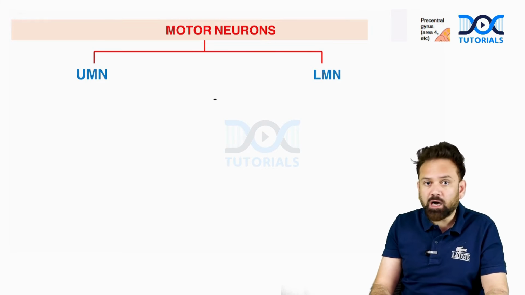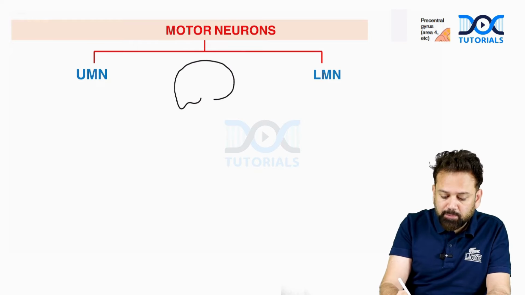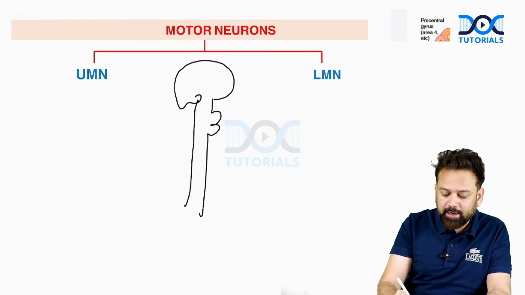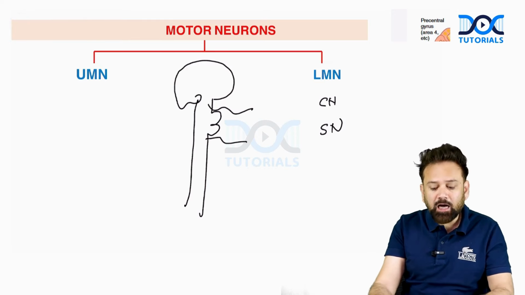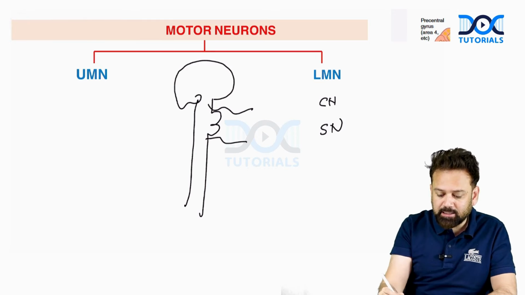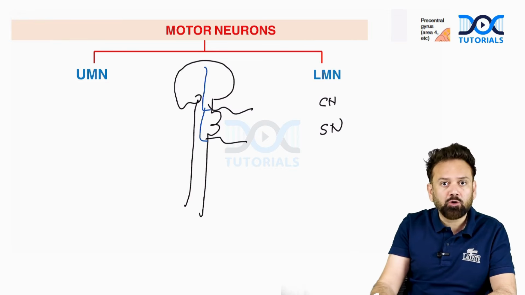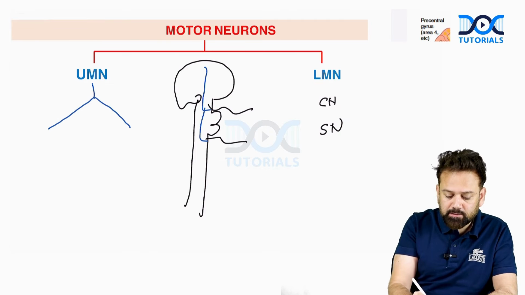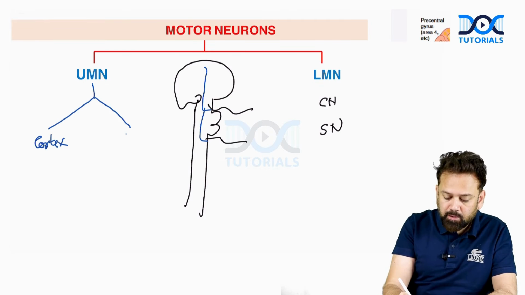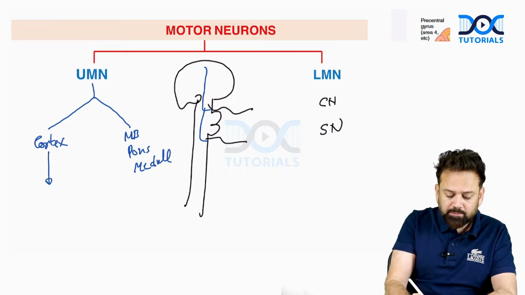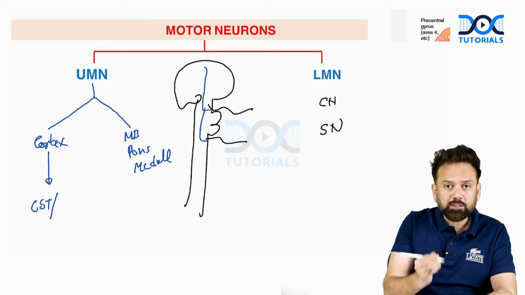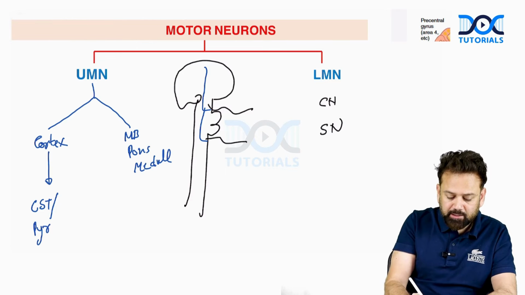Now, we know motor neurons can be upper motor and lower motor. When we talk about the motor neuron, cranial nerve and spinal nerve, they are called lower motor neurons, and upper motor neurons are coming from higher center and controlling lower motor neurons. Now they can either come from cortex or from midbrain, pons, medulla, anywhere except cortex. If they come from cortex, as we discussed in the previous slide, they are called corticospinal tract, or simply, clinically, we say pyramidal tract.